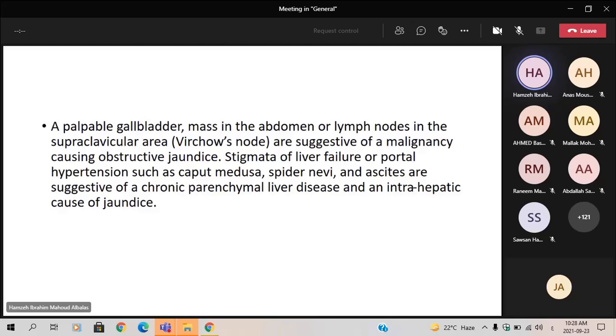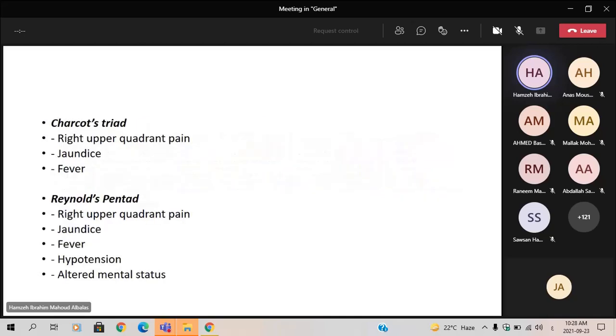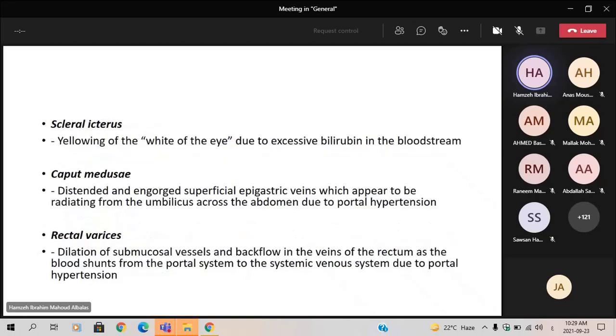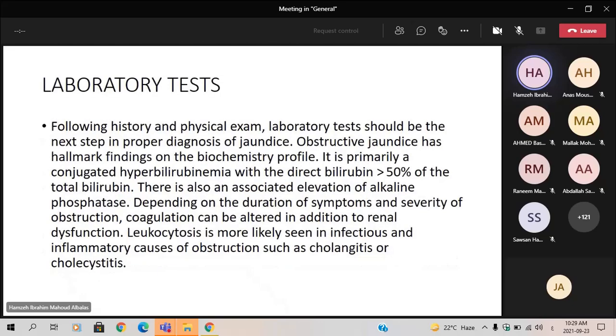A palpable gallbladder mass in the abdomen or lymph node in the supraclavicular area, the Virchow node, is suggestive of malignancy causing obstructive jaundice. Stigmata of liver failure or portal hypertension such as caput medusae, spider nevi, and ascites are suggestive of chronic parenchymal liver disease and an intrahepatic cause of jaundice. As we mentioned previously, the Charcot triad and Reynolds pentad help rule out an inflammatory process of obstructive jaundice and the severity of the case. We also explained the signs on ultrasound and examination. In the examination, there may be scleral icterus, caput medusae, and rectal varices in a patient with cirrhosis.